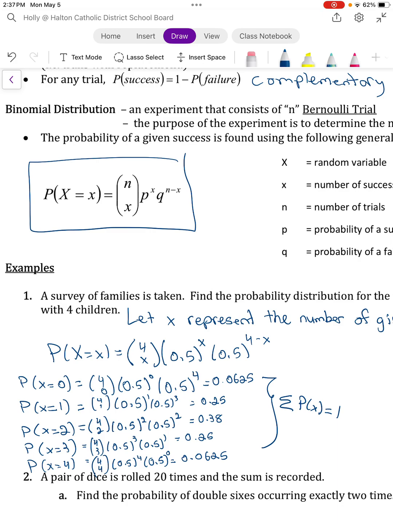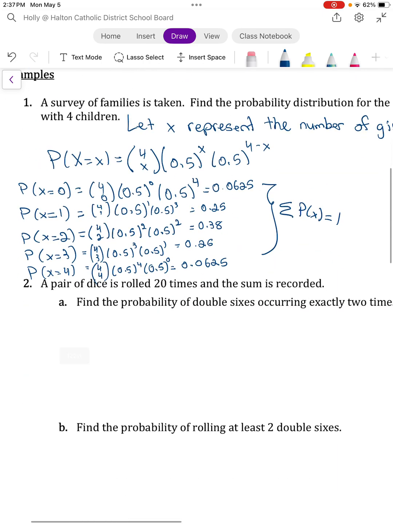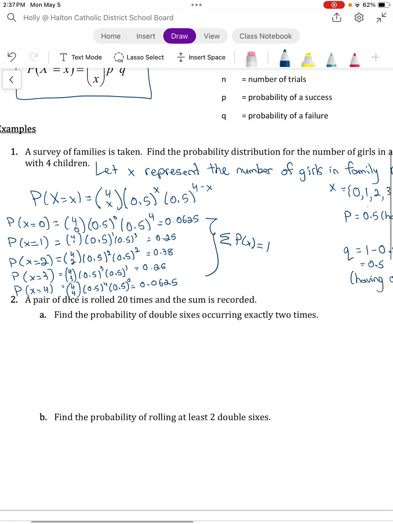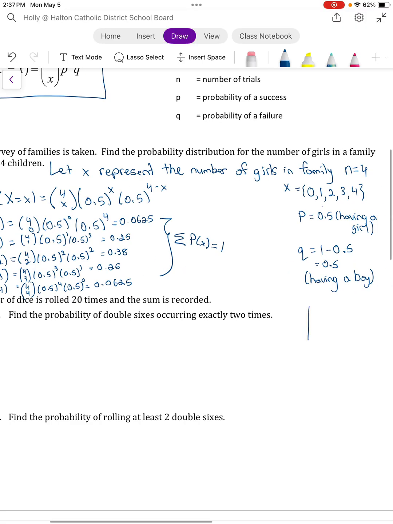Okay, so let's look at the next example. A pair of dice is rolled 20 times and the sum is recorded. So think of our previous units where you had the charts. You have 2 dice. They are fair dice, so they go up to 6.